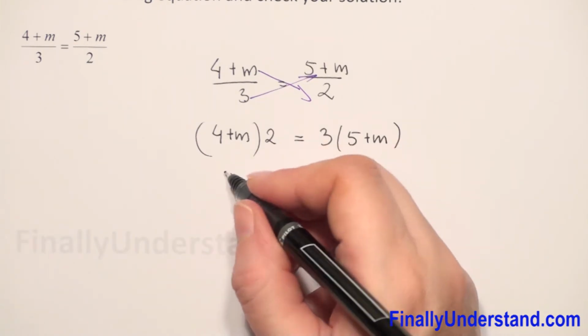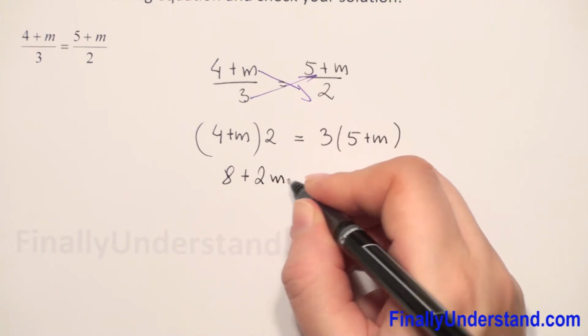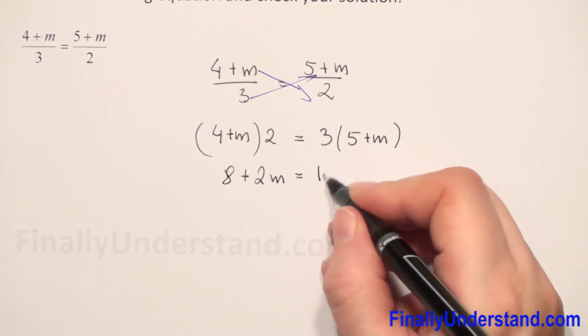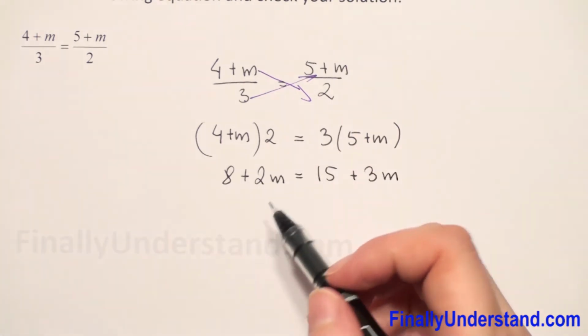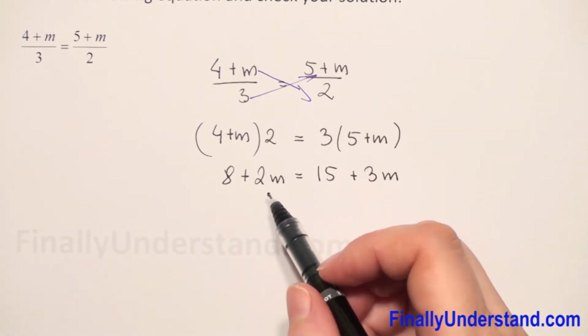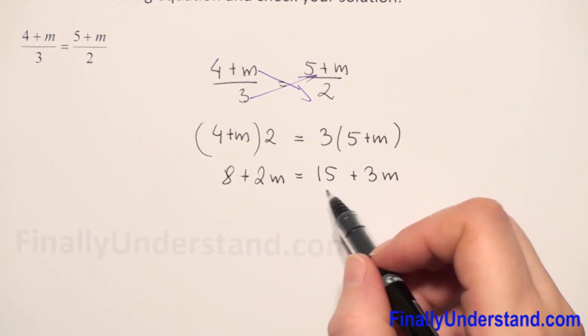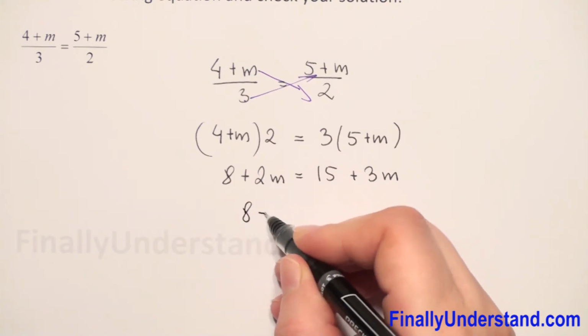So 4 times 2 is 8 and plus m times 2 is 2m. This is equal, and the same we have to do on the right side. So 3 times 5 is 15, 3 times m is 3m. Next, I will move 2m to the right side because 3 is greater than 2, and 15 to the left side. So we will have 8 minus 15.